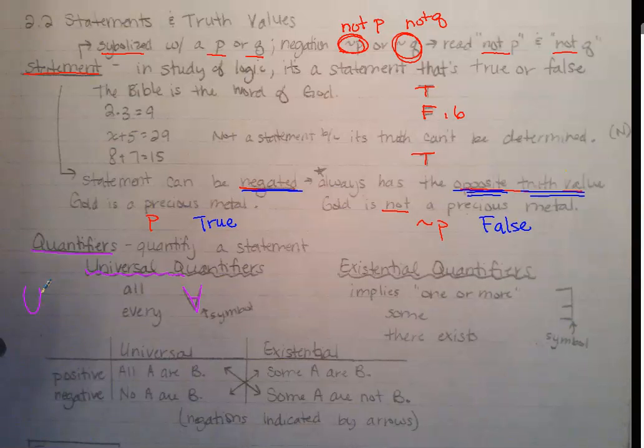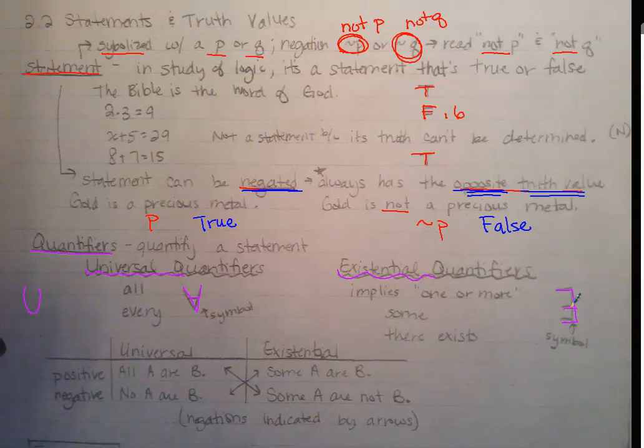The others are called existential quantifiers. The symbol is a backwards E. It implies one or more, some, or the words there exists. Those are existential quantifiers. And again, we're language heavy at the beginning of this chapter and in each section, I feel like.